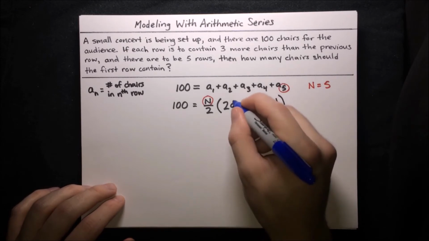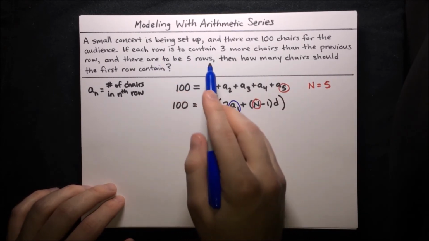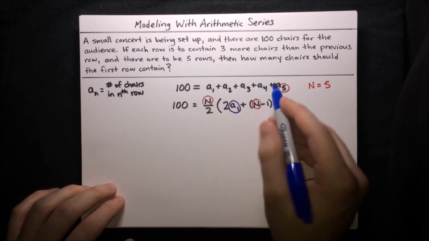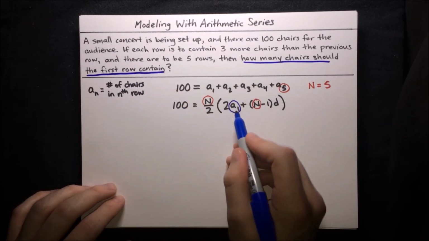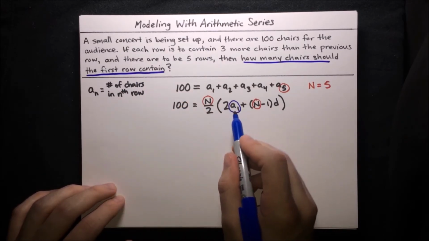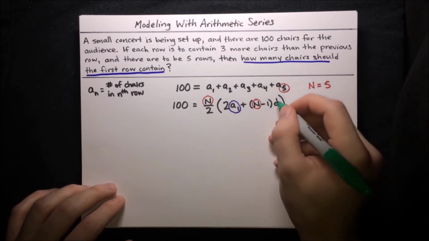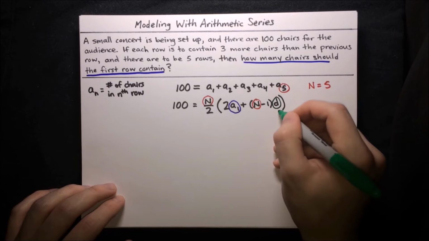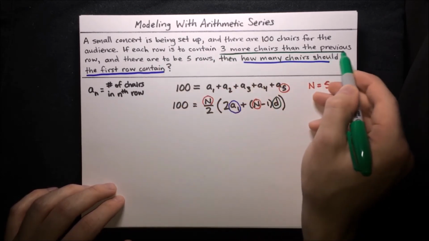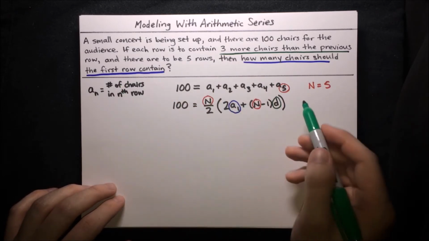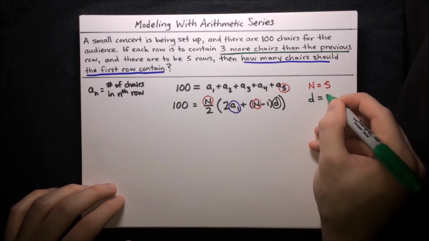Then how about a_1? What is a_1? Well, that's the first term. Are we told the first term? No, actually that's what we want to find. We want to find how many chairs the first row should contain. So a_1 is going to stay as a_1. It'll be a variable in this expression that we'll solve for. But before we solve for it, we also need to figure out what d is so we can plug that in. The problem says that each row is to contain 3 more chairs than the previous row, so each term is 3 more than the previous term, which means the common difference, d, equals 3.